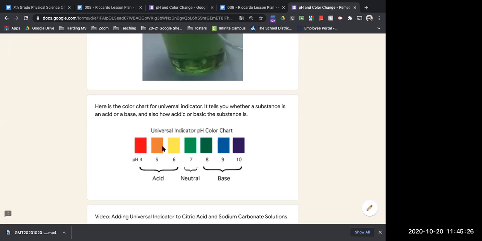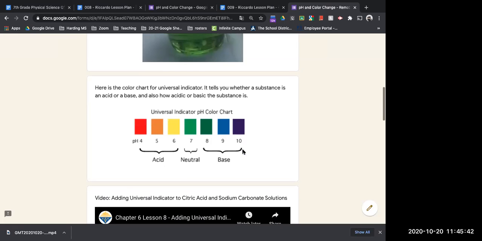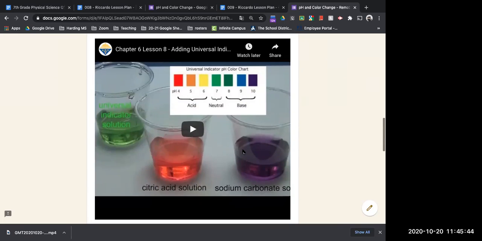Red is 4, orange is 5, 6 is yellow, and that's acidic. 7 is greenish. 8 is hunter green or dark green. 9 is blue, and 10 is violet, indigo, purple, whatever you want to call it. Okay, so ROY G BIV. All right, let's take a look.